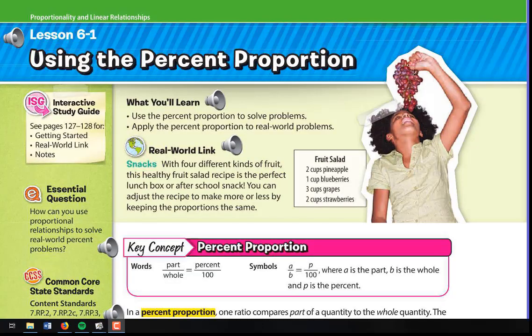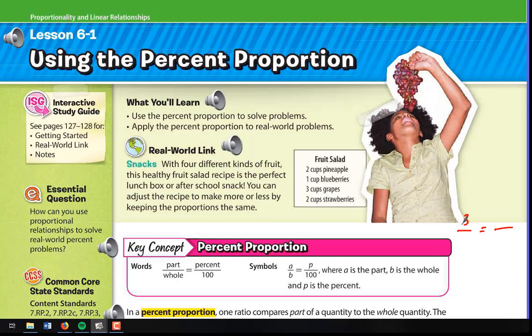Okay, everybody, today we are going to look at using a percent proportion to solve percent problems. Now, we talked about it last time. You just got off the chapter of doing work with proportions. We know that proportions are anytime we have two equivalent ratios.